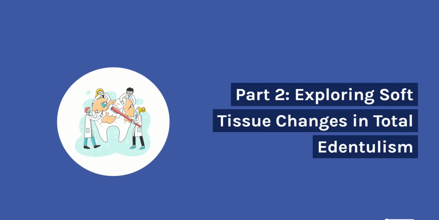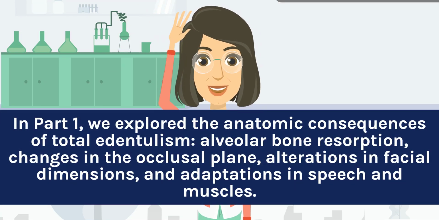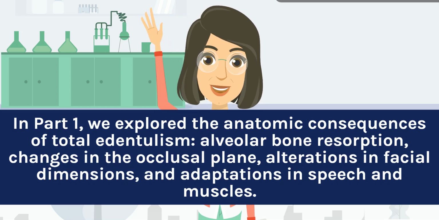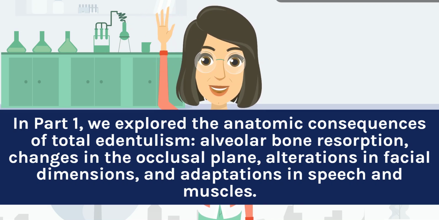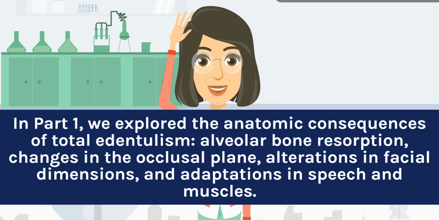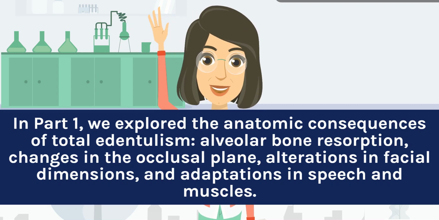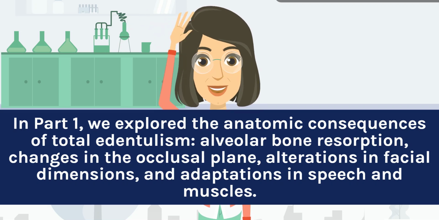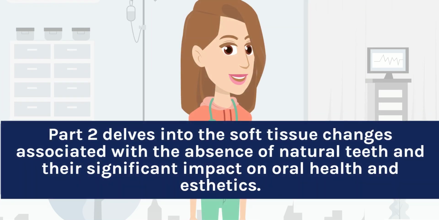Part 2, Exploring Soft Tissue Changes in Total Edentulism. In Part 1, we explored the anatomic consequences of total edentulism: alveolar bone resorption, changes in the occlusal plane, alterations in facial dimensions, and adaptations in speech and muscles. Part 2 delves into the soft tissue changes associated with the absence of natural teeth and their significant impact on oral health and aesthetics.